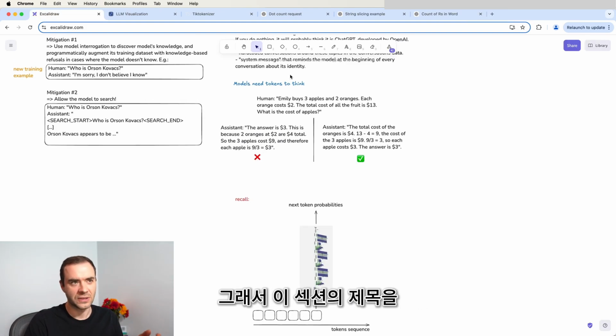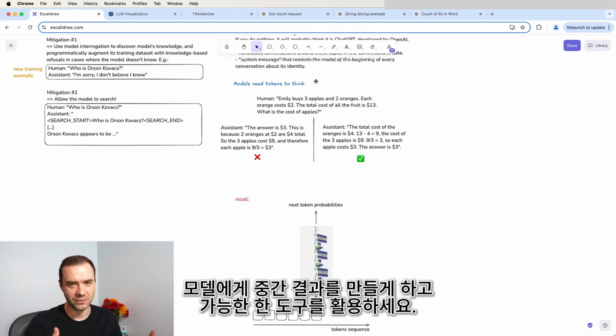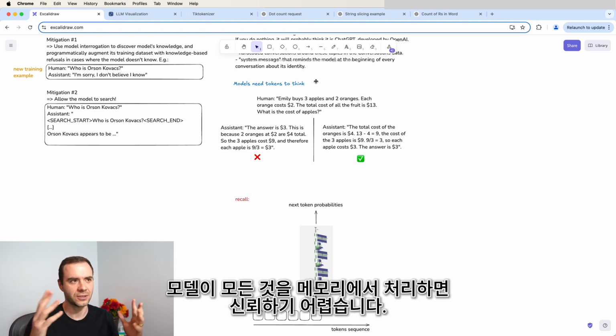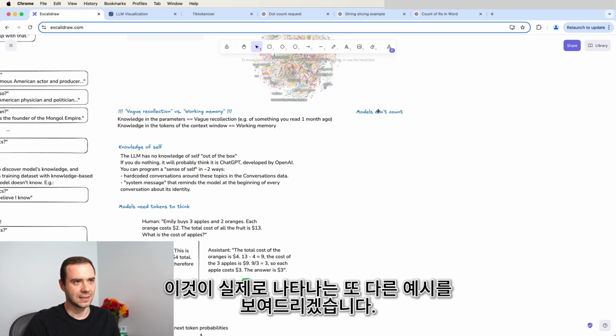So that's why I called this section, Models Need Tokens to Think. Distribute your computation across many tokens, ask models to create intermediate results, or whenever you can, lean on tools and tool use instead of allowing the models to do all of this stuff in their memory. If they try to do it all in their memory, don't fully trust it and prefer to use tools whenever possible. I want to show you one more example of where this comes up, and that's in counting.